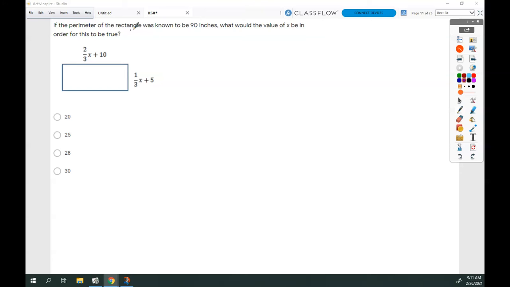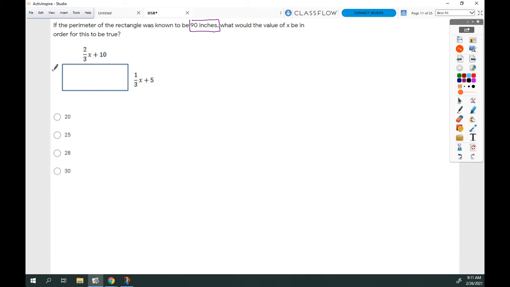If the perimeter of the rectangle below was known to be 90 inches, what would the value of x be in order for this to be true? Remember, we already made a better equation for this in yesterday's DSR. We're going to go ahead and do that again. We're going to set this up to have an expression for the perimeter.